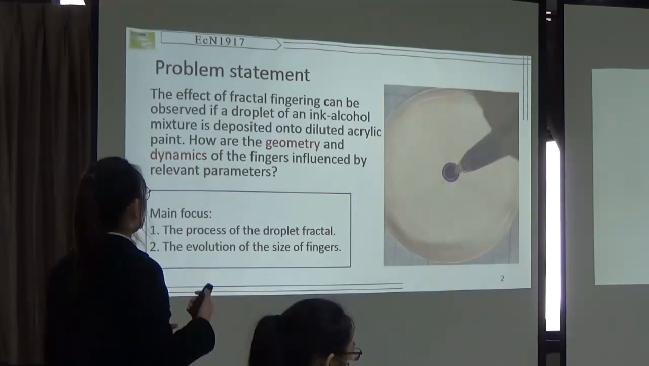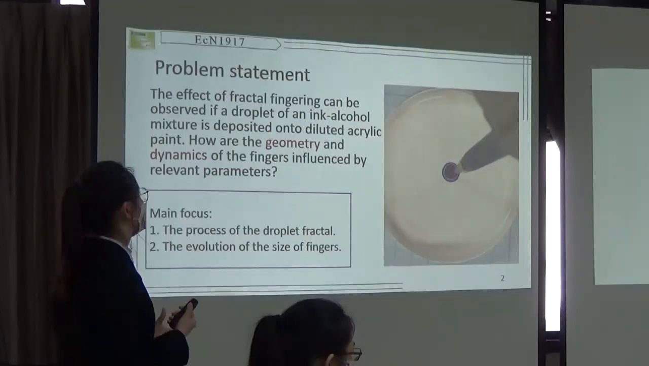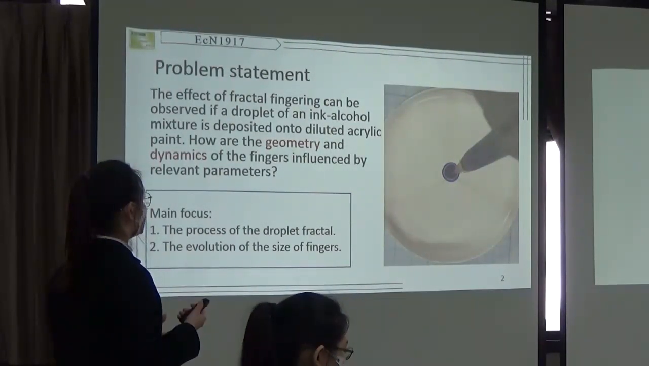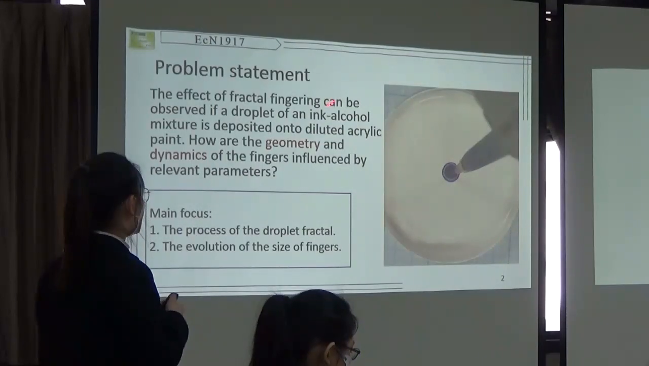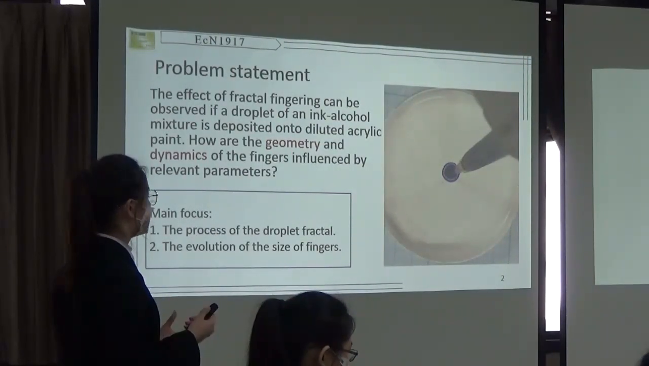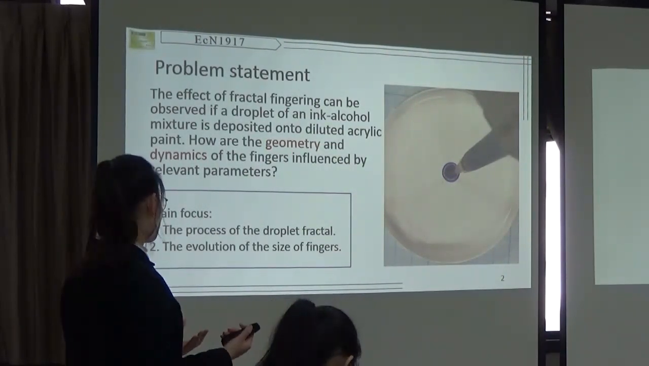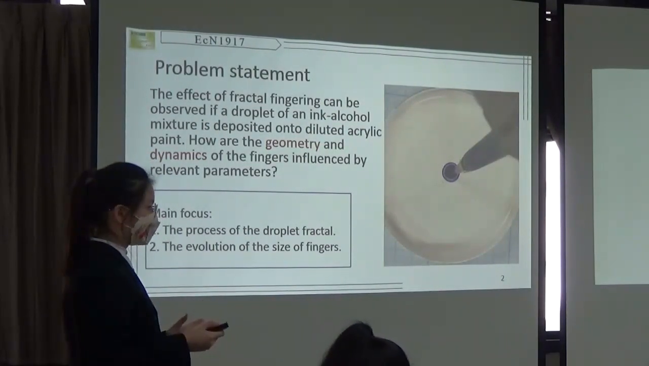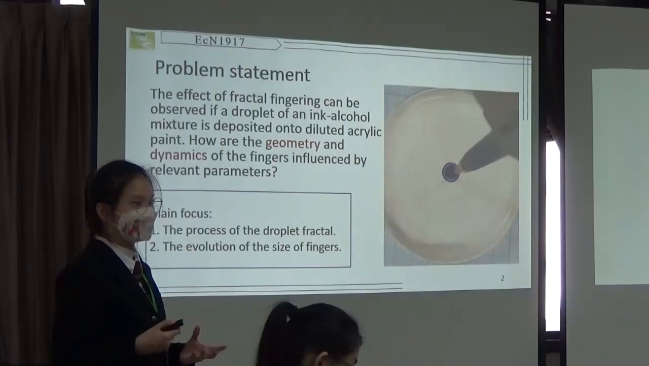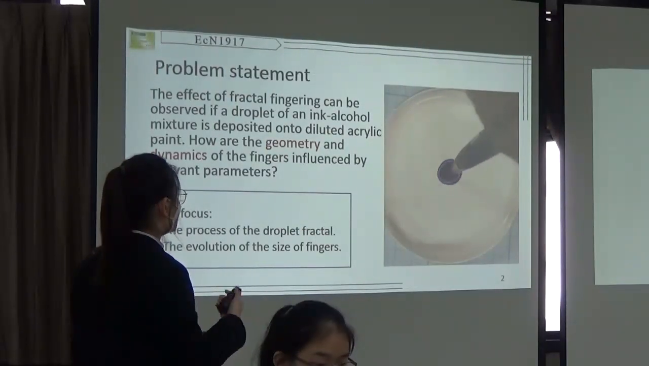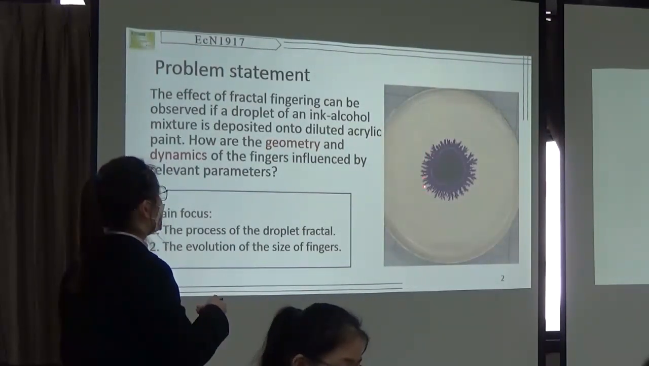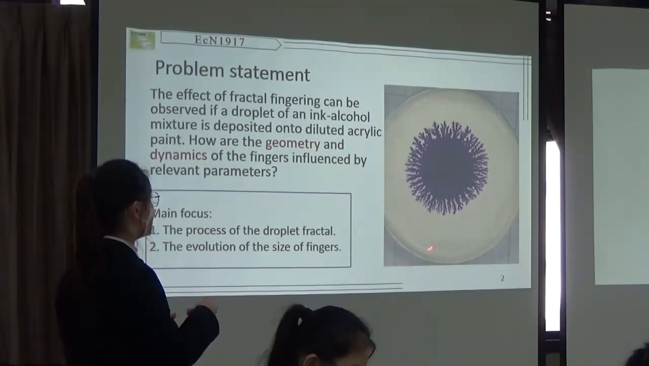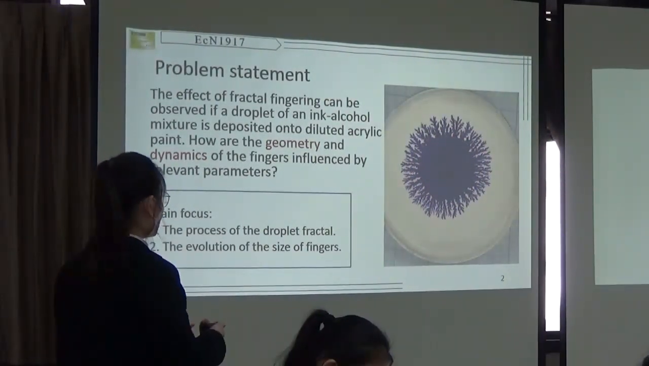The effect of fractal fingering can be observed if droplets of an alcohol mixture are deposited onto diluted acrylic paints. How are the geometry and dynamics of the fingers influenced by relevant parameters? We will mainly focus on the process of the droplet fractal and the evolution of the size of the fingers. And here's our experiment video. We can see that it will first expand the inner circle radius and then expand the fingers.